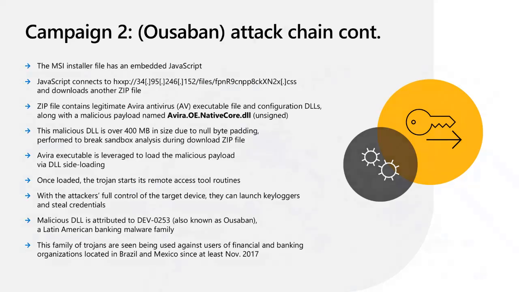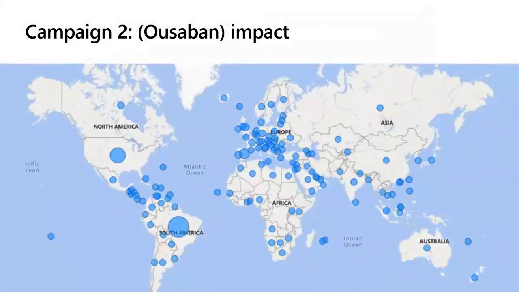Impact wise, it's almost the same as campaign one, because together they lie under one category of Latin American banking Trojans. So if you see Mexico, South America, Brazil, these regions are again totally impacted, and Europe is the next region impacted by this attack.